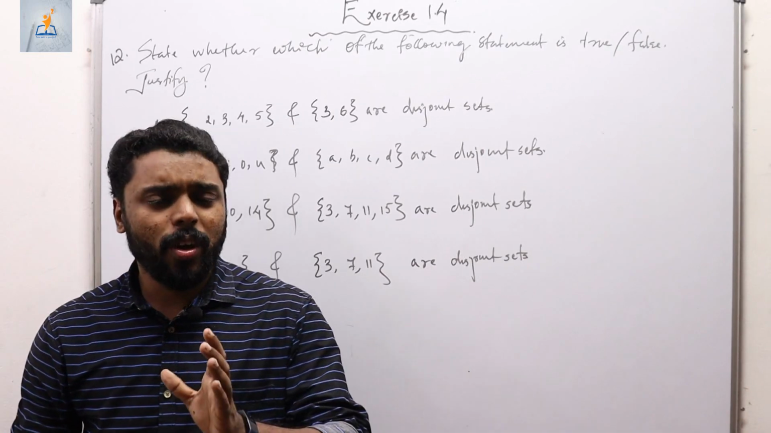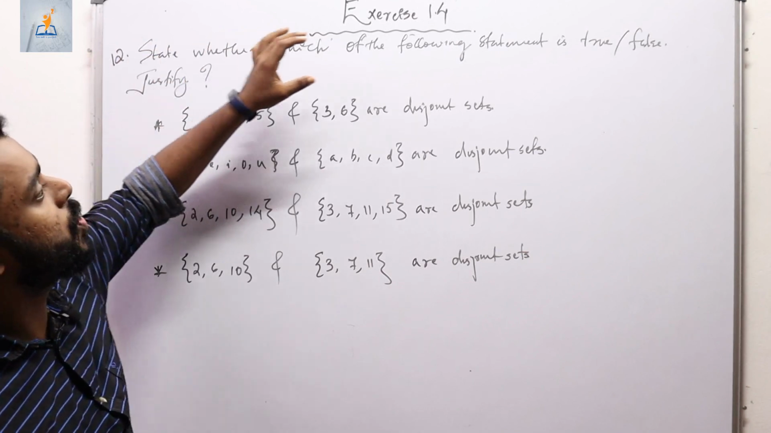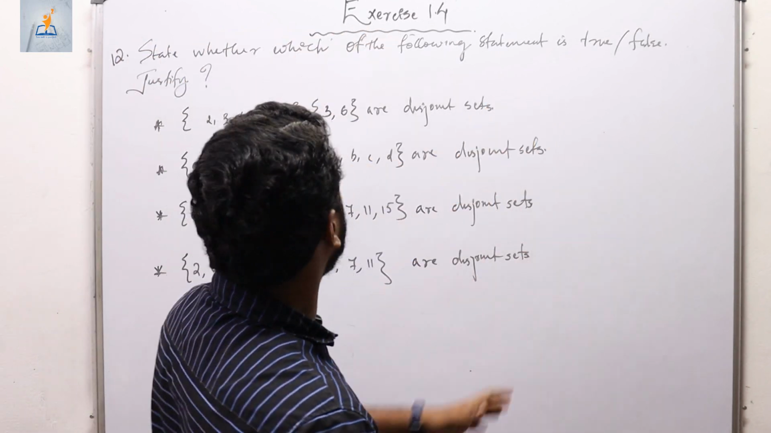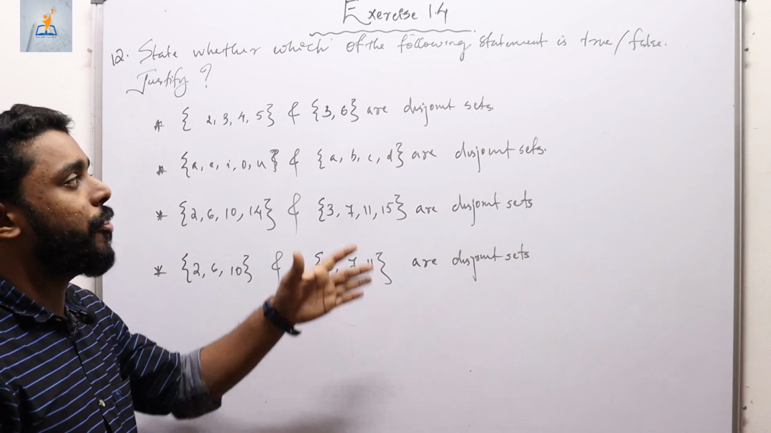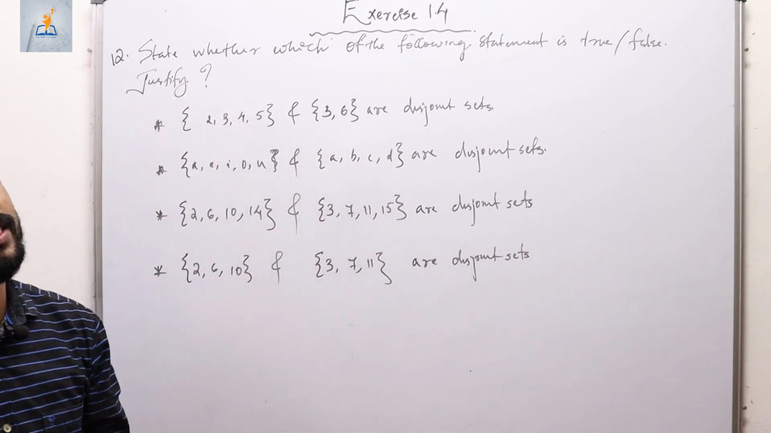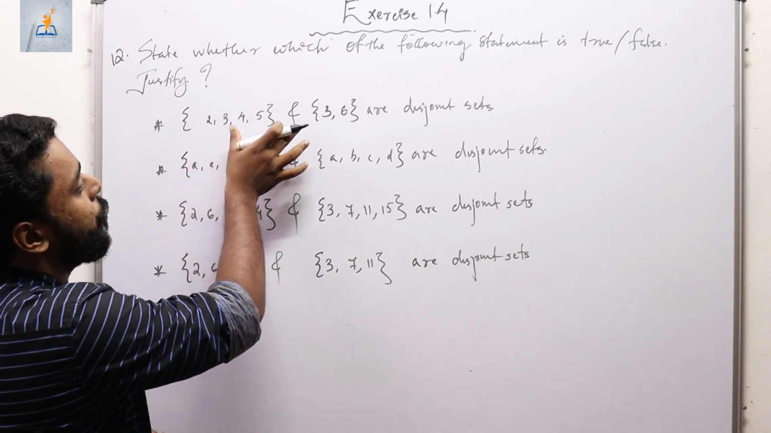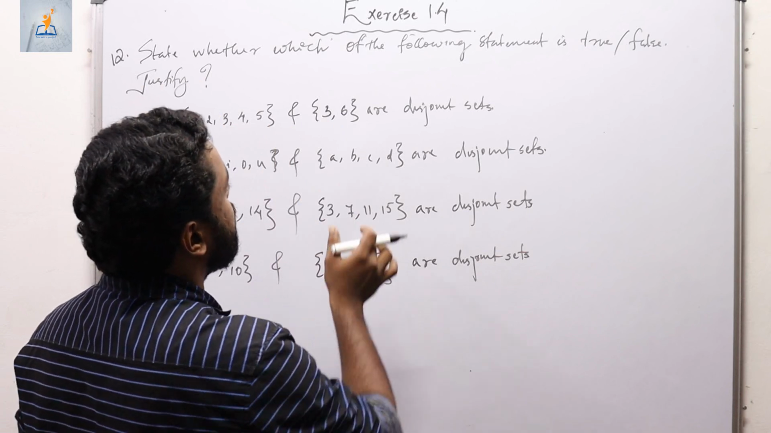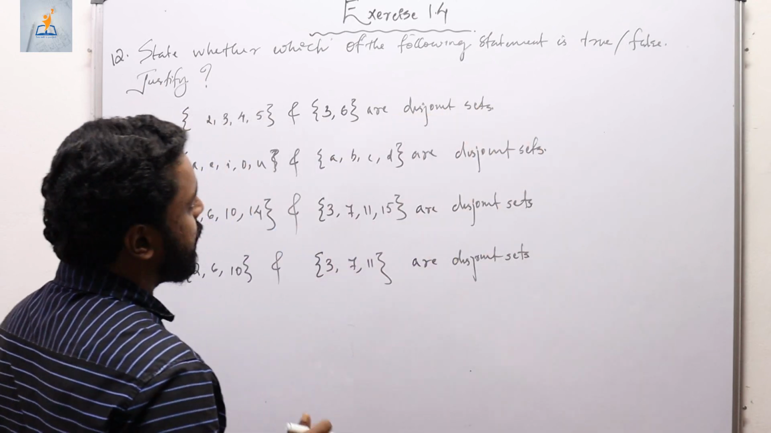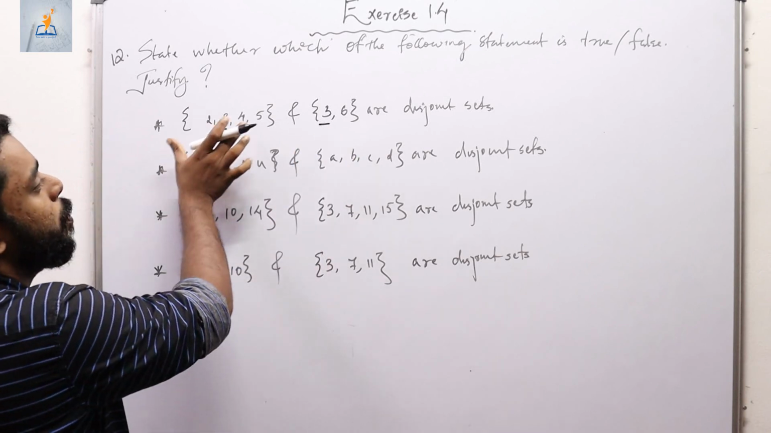Coming on to the last question of this session, the question is: state whether each of the following statements is true or false. So we have to identify the true or false statements from these and we have to justify the answer. The first statement is that the sets {2, 3, 4, 5} and {3, 6} are disjoint sets. See, here we have 3 as a common element to both the sets.